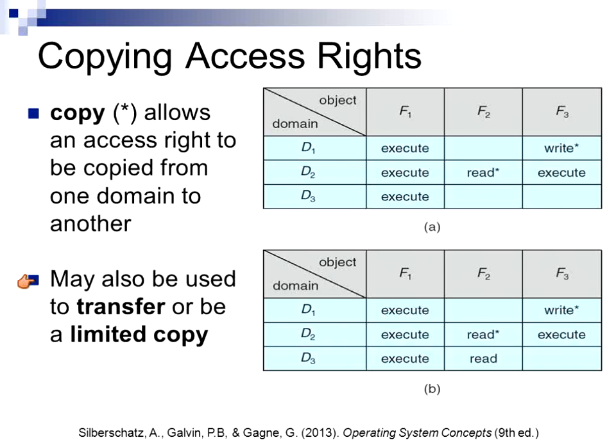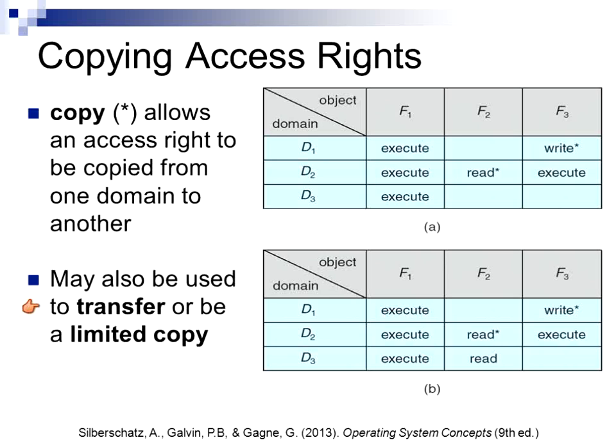You can also limit how the copy can be done. And when you limit how a copy can be done, this just says that you can transfer rights by saying, okay, you copy it from one domain to another, but then you delete it from the other domain. Okay, so here we did just a straight copy from domain 2 to domain 3. But if when we copied from domain 2 to domain 3, the read access for file 2, we also then deleted it from domain 2, that would be a transfer. We're actually moving the rights from one domain to another.